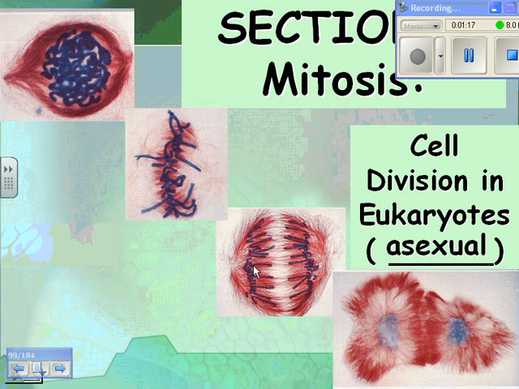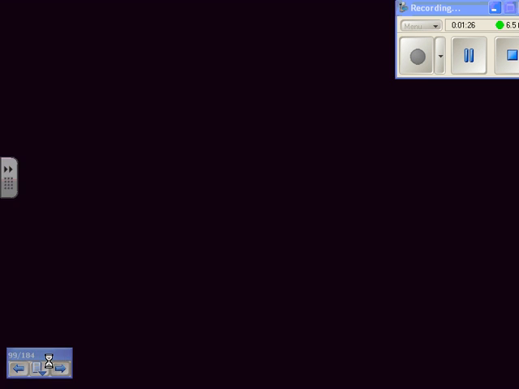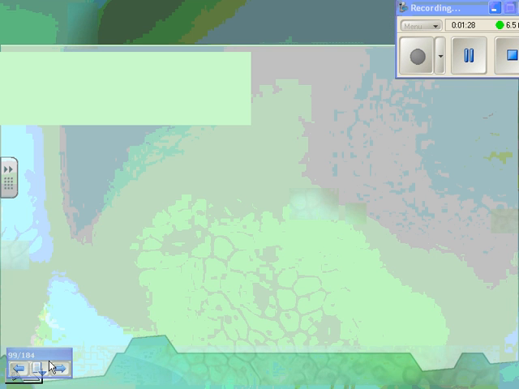So the purple stuff here are chromosomes, and the red stuff are the spindle fibers. They're part of the cytoskeleton of your cells, pulling apart the chromosomes in this case. The video will never work in this.